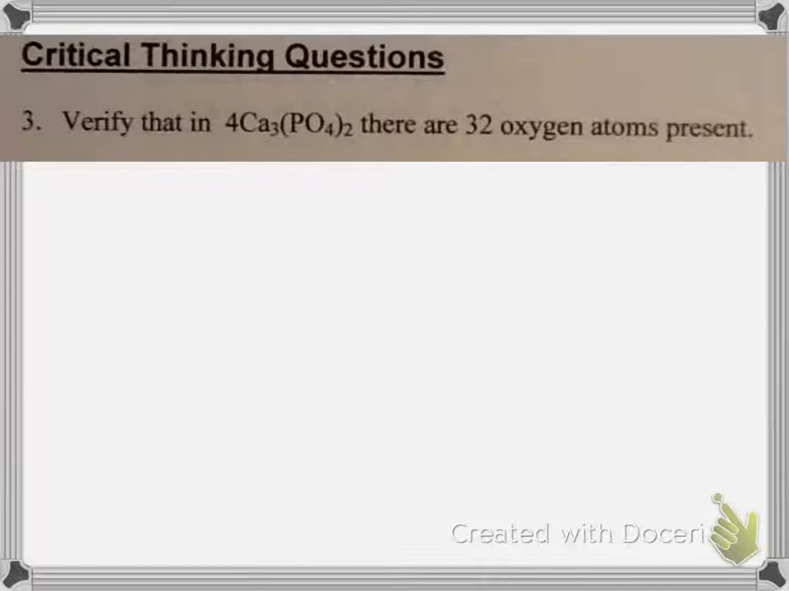Question number 3, verify that in 4Ca3(PO4)2 there are 32 oxygen atoms present. So we're just looking at oxygen. So first, this 2 times that 4 gives us 8. And then multiplied by this 4 gives us 32 oxygen atoms.